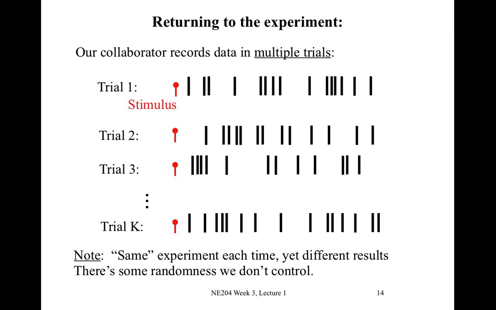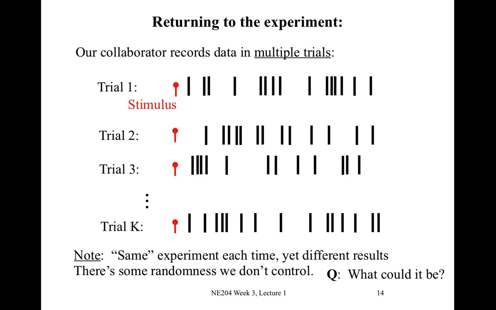So one thing to note here is that although the same experiment is applied each time, the same stimulus is applied at the beginning of each trial, the results are different. We get different spike trains that appear in trial 1, trial 2, trial 3, and so on. So there's some randomness we don't control. There's some randomness that occurs in these data that's not related to the presentation of the same stimulus over and over again. Same stimulus applied, we get different results.